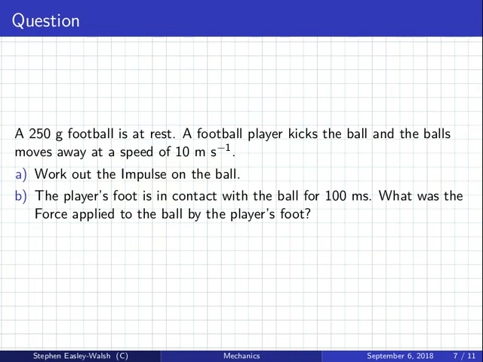Yeah, I think this is one you could do. You're just kicking a football, so it's a lot like the example of the hammer. Tell me what the impulse is, and then tell me what the force is. Okay, try this one. A 250-gram football is at rest, and a football player kicks the ball, and the ball moves with 10 meters per second. A, impulse. B, force.